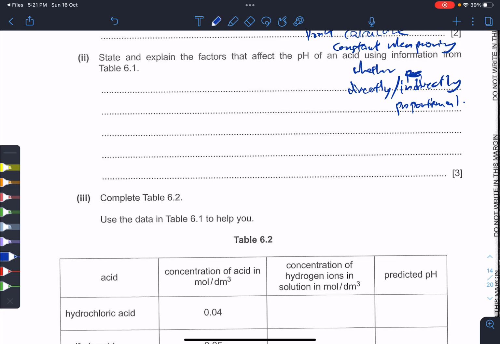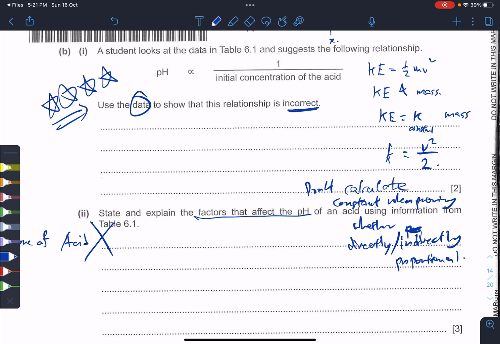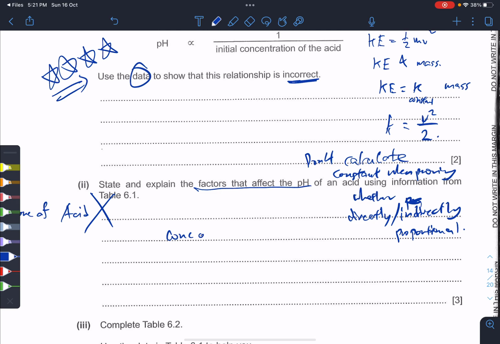Next one. Factors. Please. I cannot say the concentration of acid. Why? Because right before it, you proved already that concentration of acid does not affect pH. And here you tell me it affects pH. Why? It contradicts what is given, isn't it? So what are the factors that we deal with? Concentration of H+. Strong acid versus weak acid. Be very careful. I cannot use the word weaker or stronger acid. Just strong and weak. And you can use monobasic, dibasic.